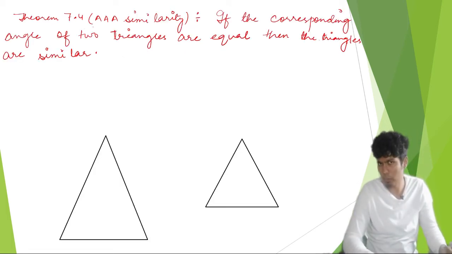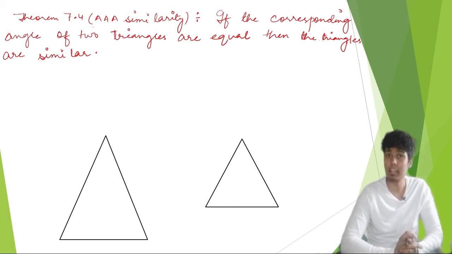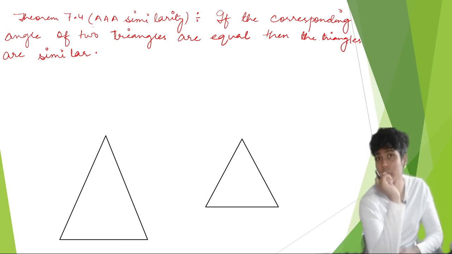Theorem number 7.4. Let us look at theorem number 7.4. It is also called triple A similarity, angle similarity. Okay, what does it say? I have told you again and again, even now I am telling you, that if you are learning mathematics, the first thing you need to understand is the question. So let us look into the question very carefully. What does the question say?